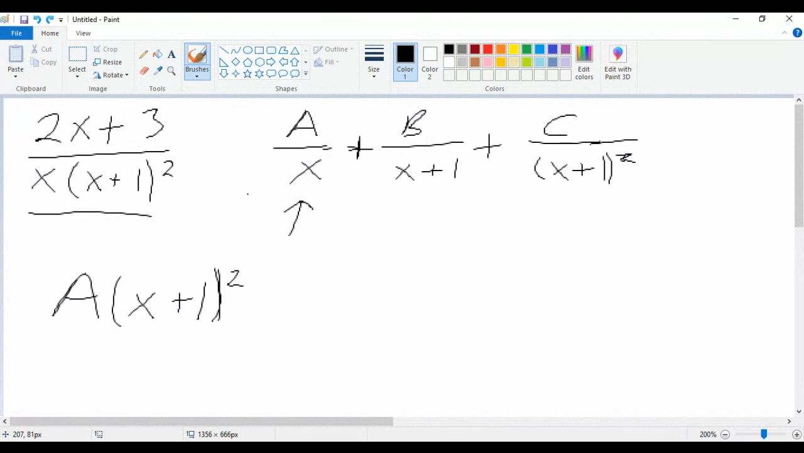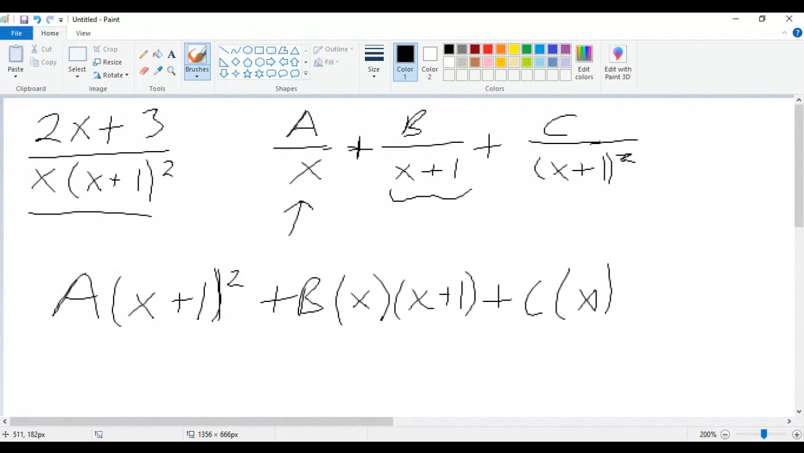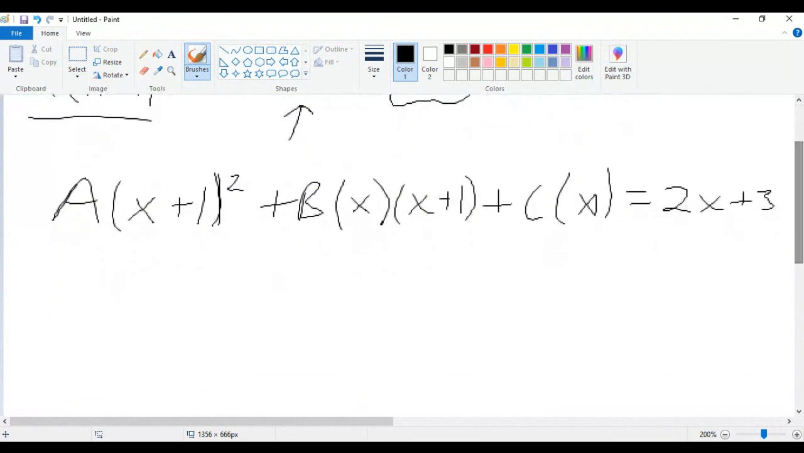So what I'm saying is a times x plus 1 squared, then we have b times x times another x plus 1, because that's what will get this denominator to be the common denominator. And we have plus c times just an x. And then that should be equal to the numerator of the original fraction. Then we can simply plug in some x values. We'll start with x equal to 0. Then 1 times a is equal to 3. So a equals 3. Next, we can let x equal negative 1.